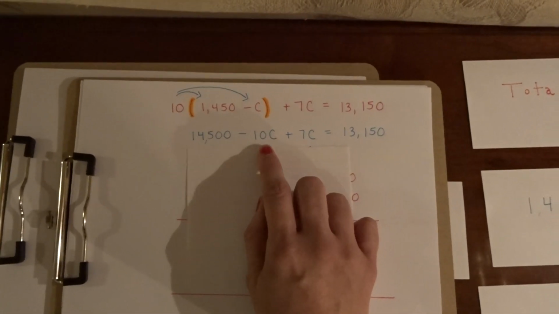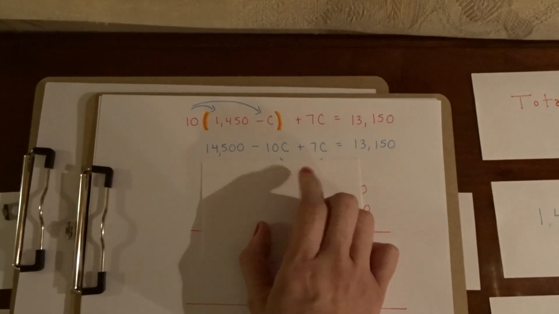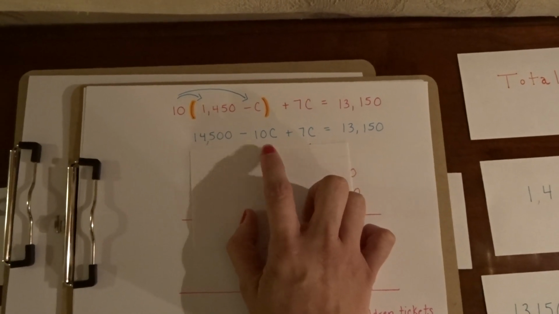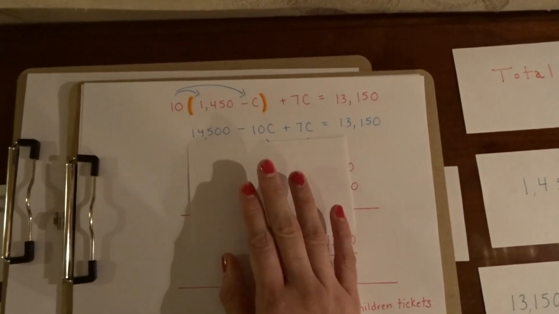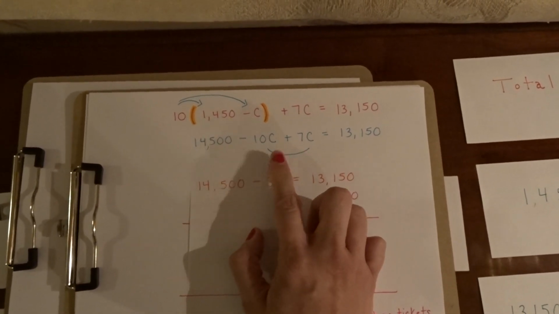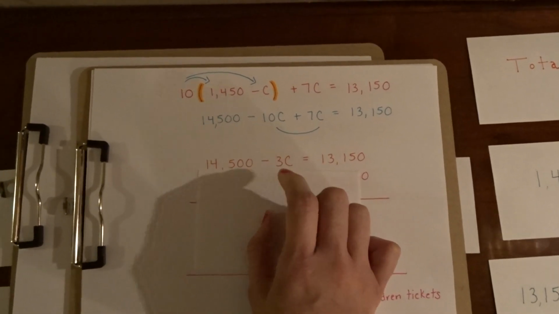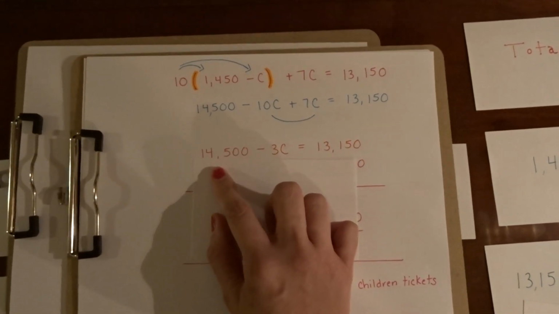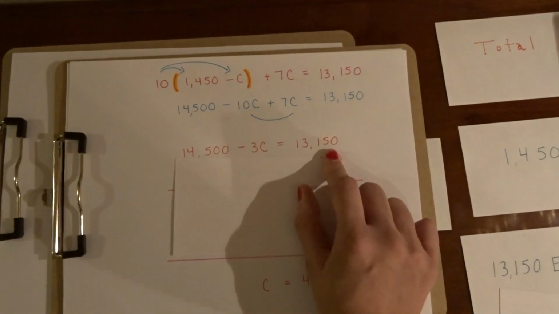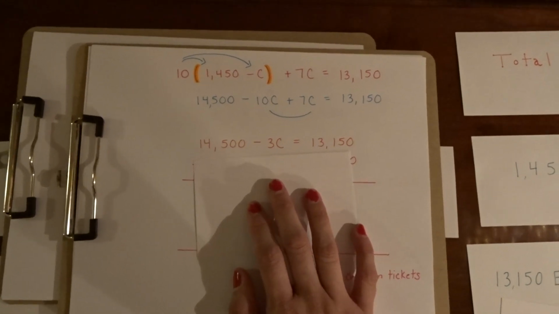Right here we have negative 10c plus 7c. What can we do with this? Because these two are like terms, we can combine these two. So negative 10 plus 7 gives us a negative number. It's going to give us negative 3, but because there's a c right here and right here, we have negative 3c. Bring everything else down. We have 14,500 minus 3c is equal to 13,150. All right, this is looking wonderful.